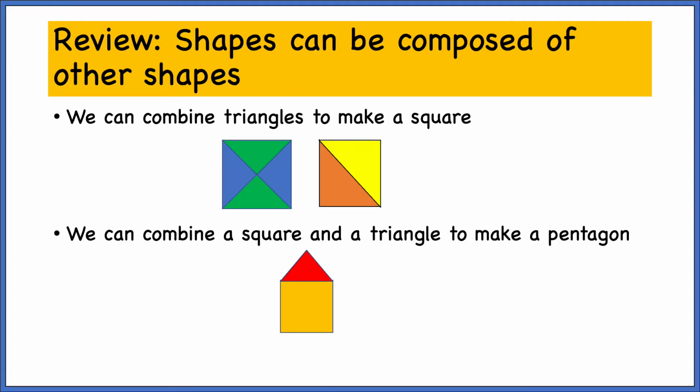I want to review a concept about shapes from a previous lesson. That is, that shapes can be composed of other shapes, such as triangles to make a square, like in these two squares. You can see we use triangles to create them. We can combine a square and a triangle, for example, to make a pentagon, such as we did down here. It kind of looks like a house.